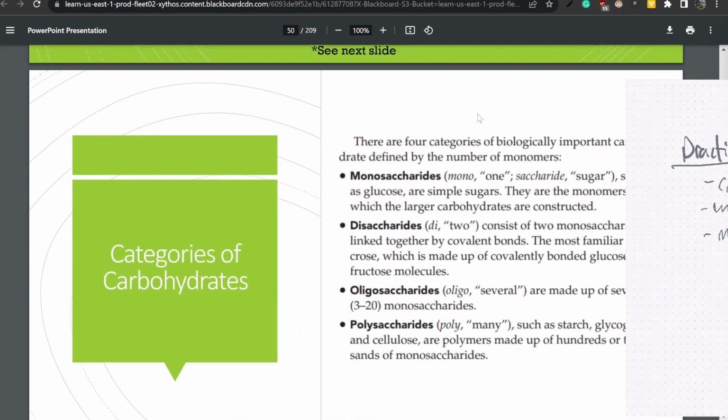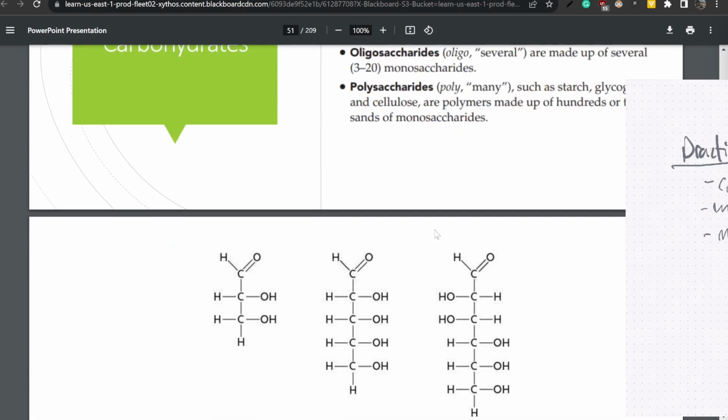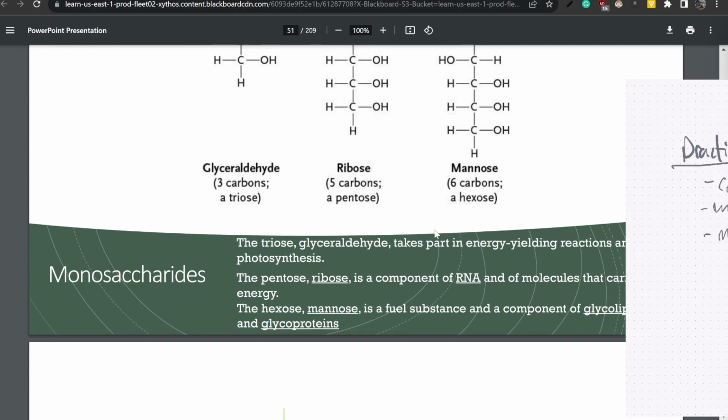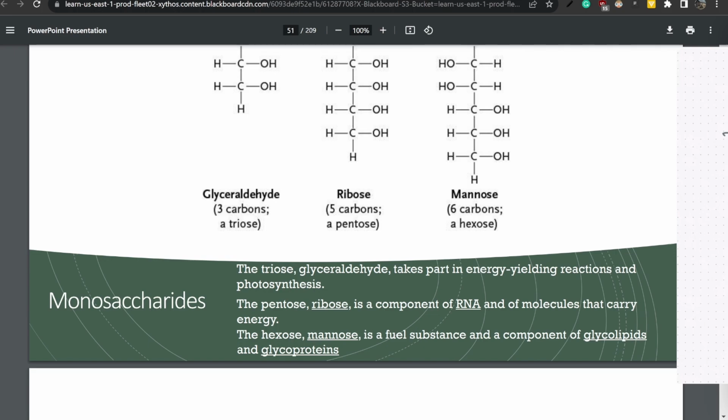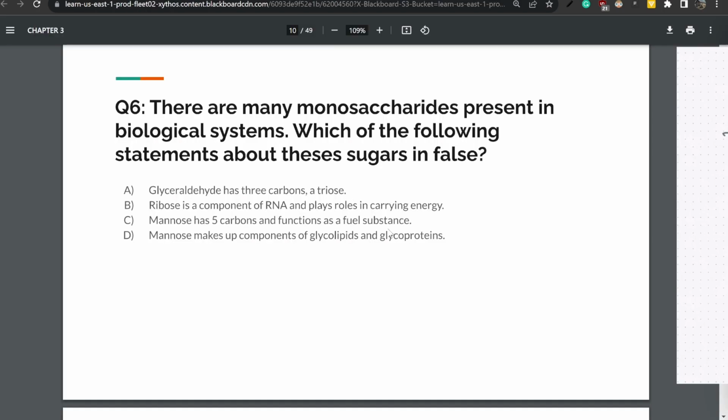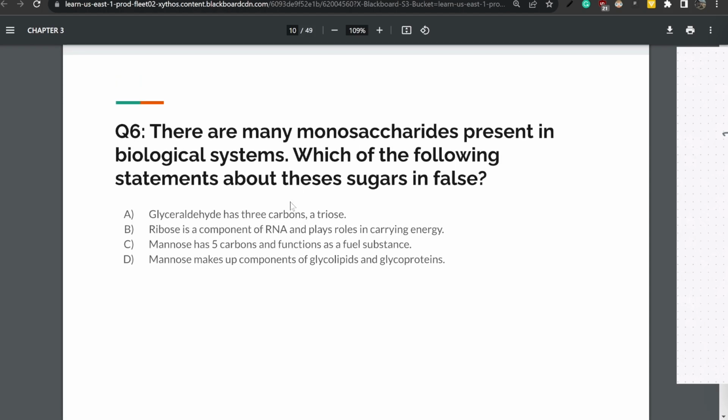Monosaccharides. Different categories. I know about this. Fuel substance, glycolipids, and glycoproteins. Interesting. So mannose, ribose, and glyceraldehyde. Alright, so with this information, let's go try to attack this again.